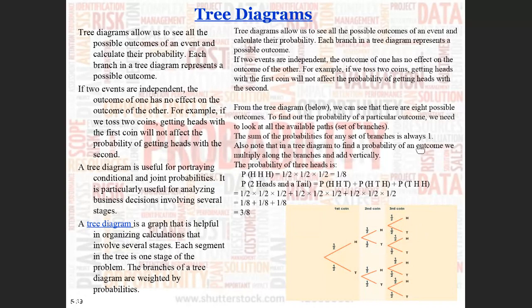To find out the probability of a particular outcome, you need to look at all the available paths, the sets of the branches. The sum of the probabilities for any set of branches is always 1. It's a probability, so you know it must add up to 1. And you should also note that in the tree diagram, to find the probability of an outcome, you can multiply along the branches and add vertically. So multiply along the branches and add vertically.